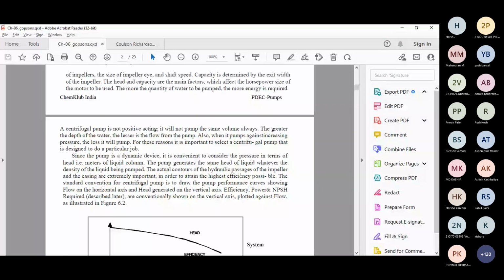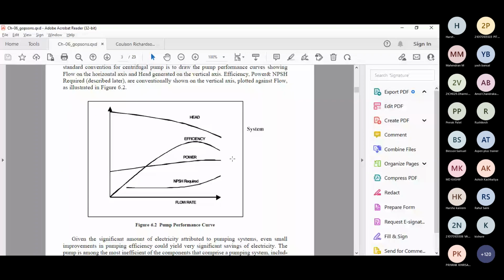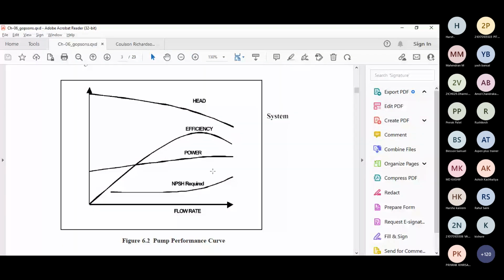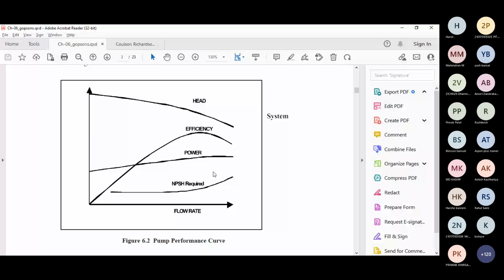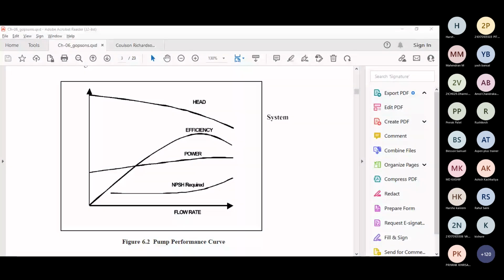So now let us see what are the different pump curves. This is the most interesting part. If you are able to understand the pump curves clearly, then you are done with the pump. Again, I will request, if you have any queries, you can interrupt me and ask.